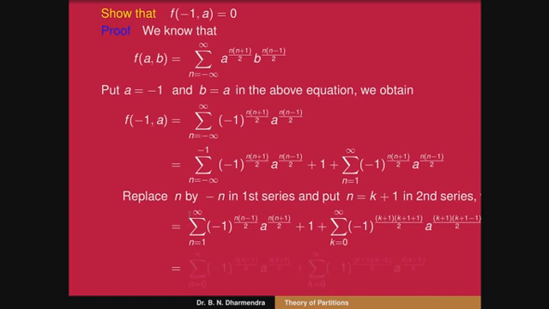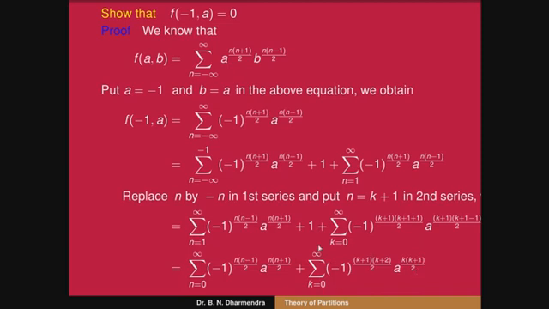So when I have to club the first term and the second term here, that is n running from 0 to infinity, (-1)^n into (n-1)/2 into a^n into (n+1)/2, plus k running from 0 to infinity, (-1)^(k+1) into (k+2)/2 into a^k into (k+1)/2.